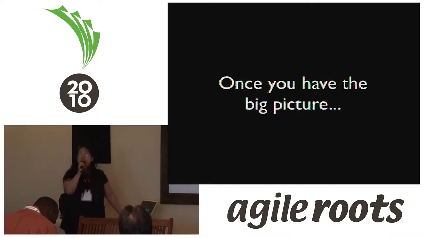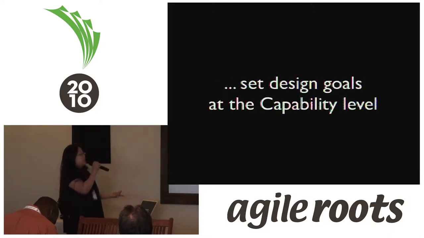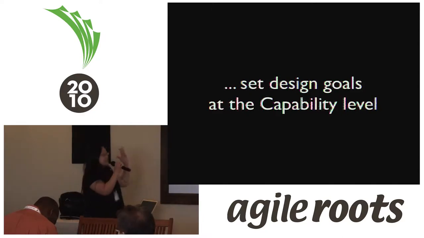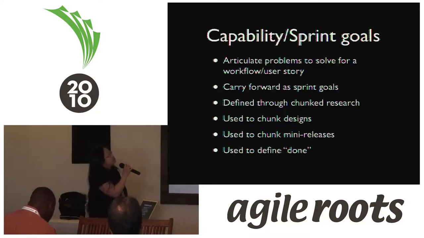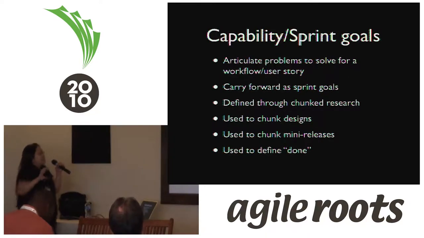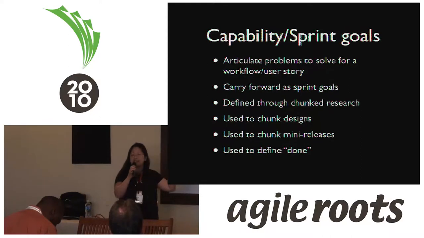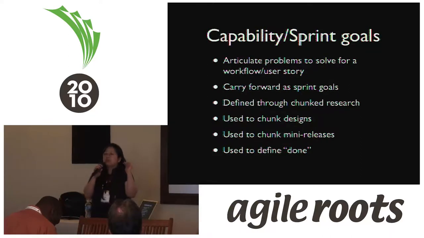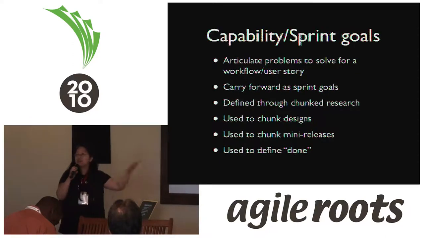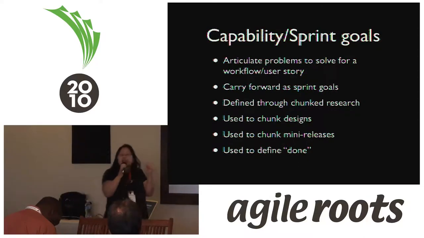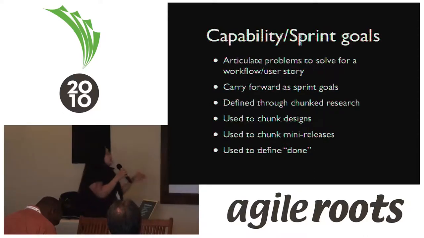So once you know what your product is and what you're trying to get done in the release, this is where I tend to start thinking. We start setting design goals at the capability level. So these are articulating those problems that you described at the release level in such a way that you can actually solve a particular workflow or user problem. And the reason why I've got the slashes, that sprint goals are just a subset of your capability goals. So your capability goals, you're saying, these are all the things we must solve and we have to hit in order that this capability can be considered done. Your sprint goals are, what can I do inside this cycle, this sprint? I'm going to talk about this a little bit more.